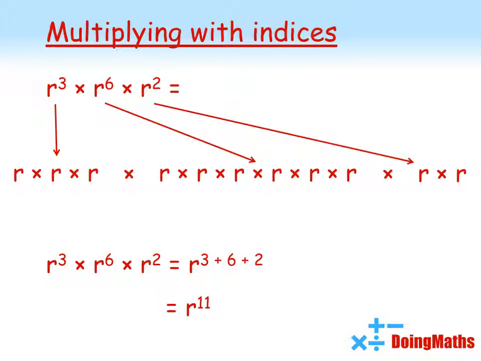So whenever you are multiplying indices, as long as the bases are all the same, so they're all r in this case, we just add the indices together.